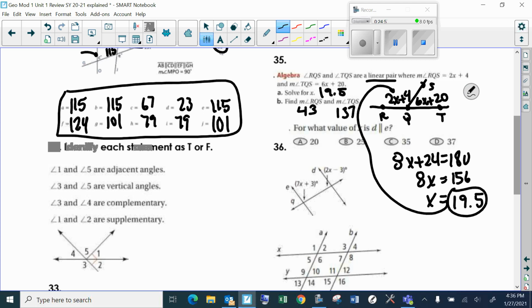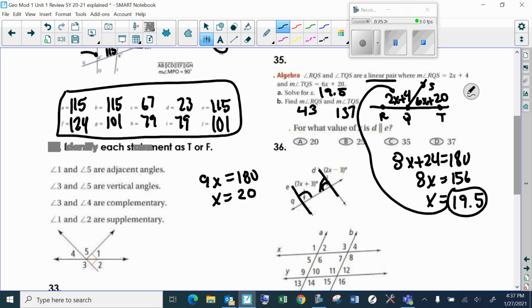For what value of x is D parallel to E? Well, I have to recognize D and E right here. I need them to be parallel, which means I have to know the names of these two types of angles to one another. These are same side interior angles, and we know they are supplementary, so they must add to 180. I'm just going to combine terms right now. 9x equals 180. So x has to equal 20.